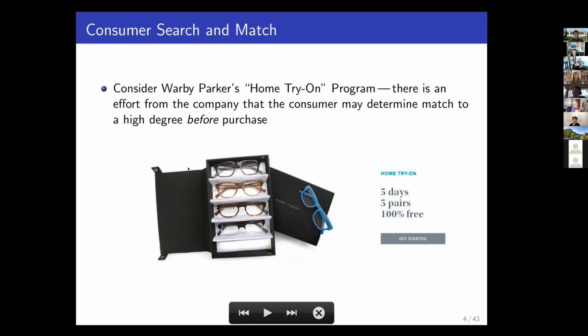We will send you those 5 frames with plain glass lenses in them for 5 days, 100% free. You can wear them, you can show them to your friends, get the feedback, figure out your match, and then decide if you want to purchase one of these. You send all of these 5 back, then whatever you want to purchase, you purchase, and we'll ship you that with the correct glasses in them, with the lenses. So what's interesting here is that Warby Parker is trying very hard to enable the consumer to determine match to a high degree before purchase.